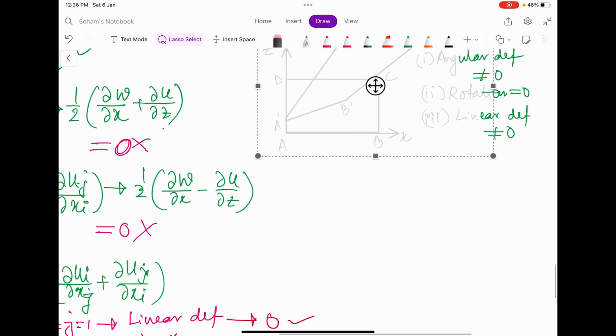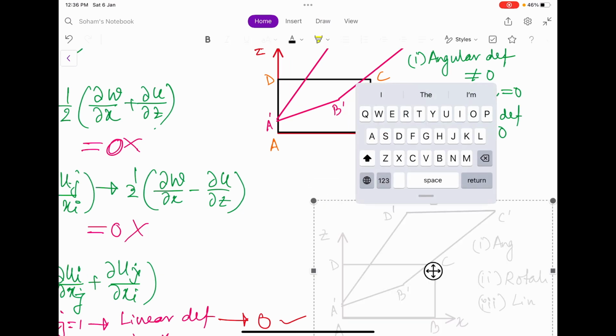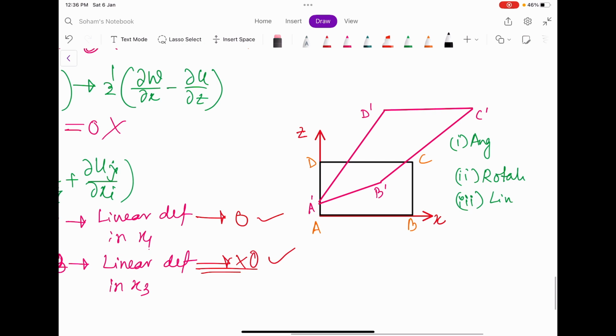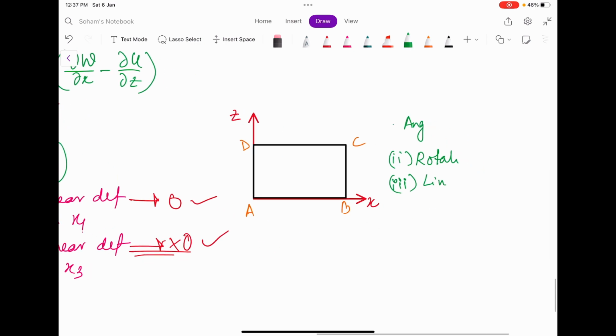So copy and paste. Okay, so I have pasted it. So now let me remove it. Okay, so now maybe the case is, so one is angular deformation is 0 and rotation is not 0, linear maybe is not 0.